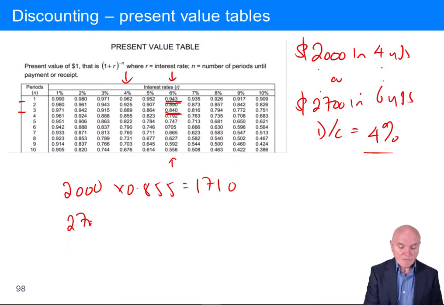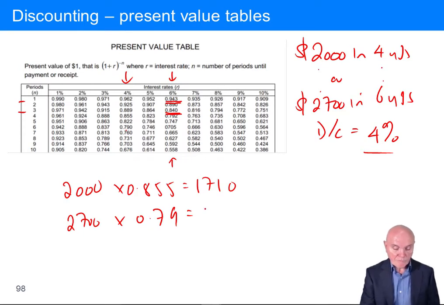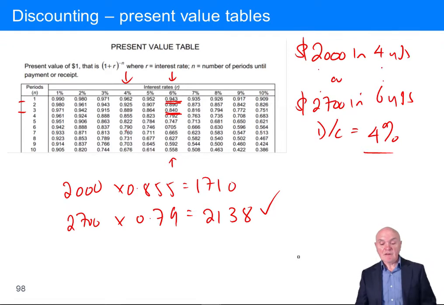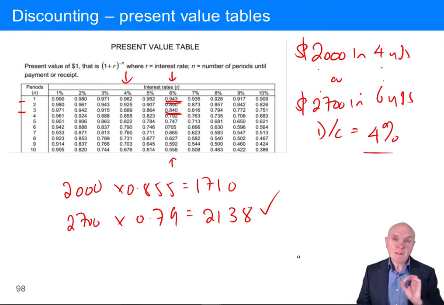The 2,700, which is received in 6 years at 4%, we go down here, and that's the amount there, 0.79. So 2,700 times 0.79, 2138. And we see quite clearly here that the preferable receipt is to receive the 2,700 in 6 years. So the rule for all present value calculations really is to reduce all cash flows to their present value. What would they be equivalent to if the flows were happening now?